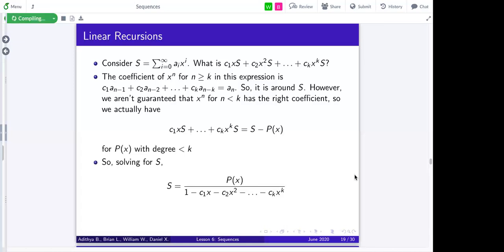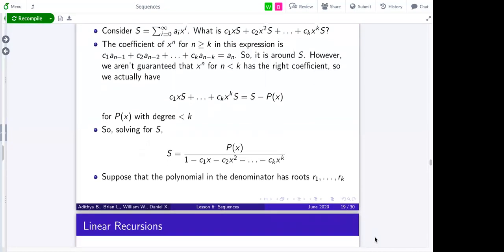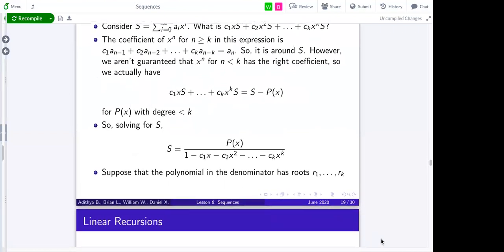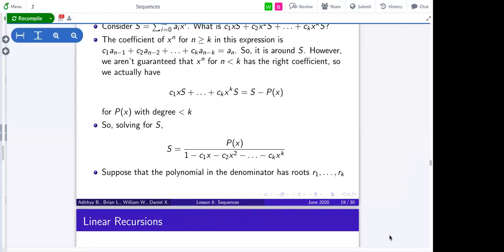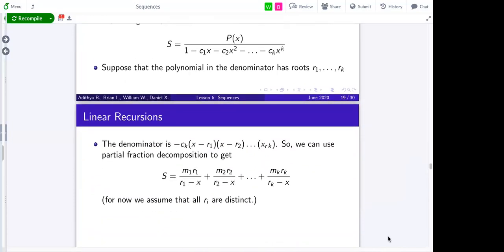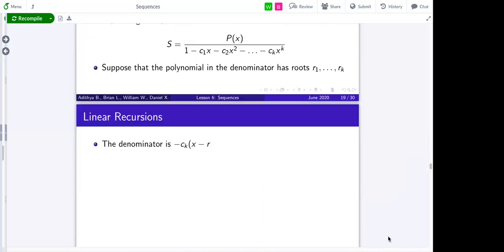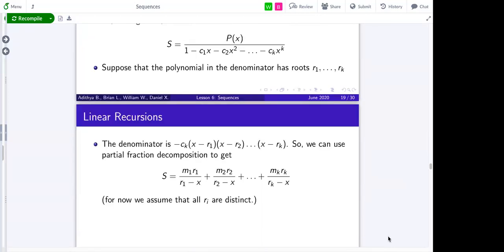Suppose that the polynomial in the denominator has roots r1, r2, all the way to rk. So this means that the denominator is going to be of the form negative ck times x minus r1, x minus r2, all the way to x minus rk. The last term should say x minus rk. So now that we have this form, we're going to use partial fraction decomposition. What this means is that we're going to split up the fraction into a bunch of terms, each with one of these monomials as the denominator. Note that I took out the ck because the tops are constants anyways.